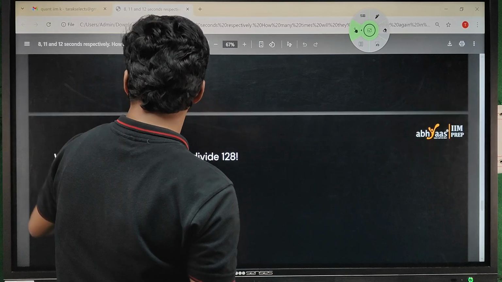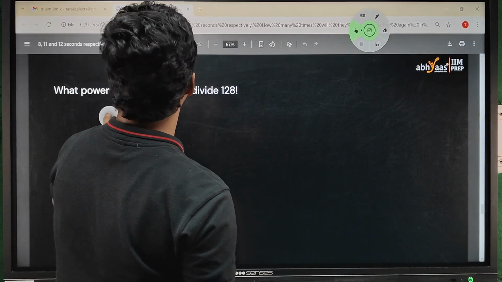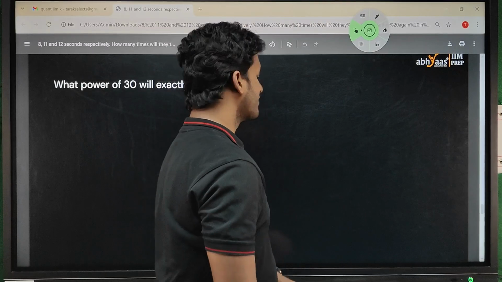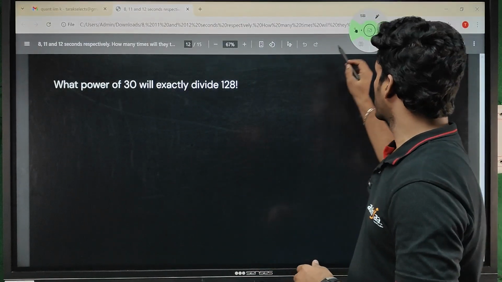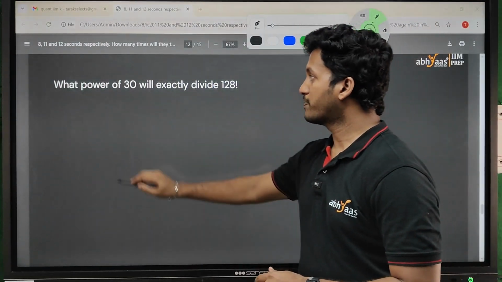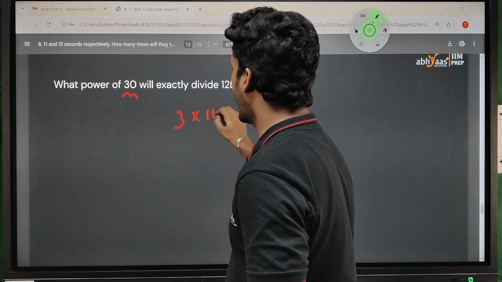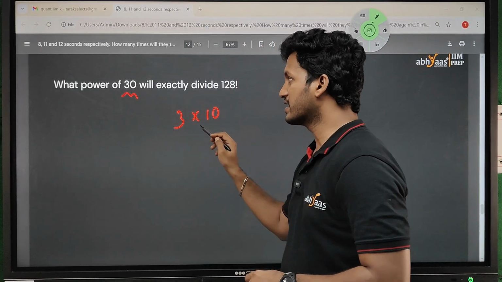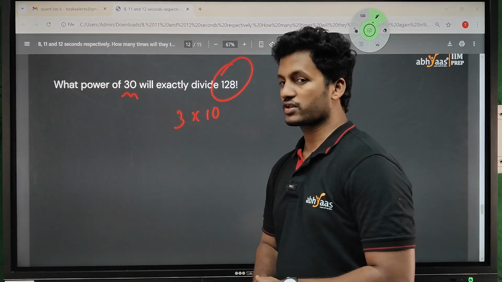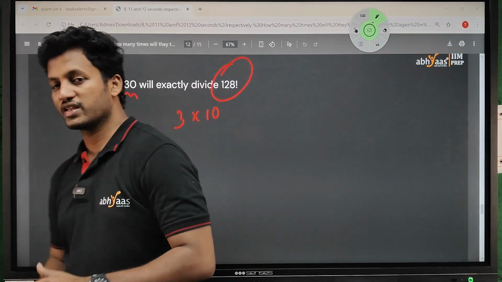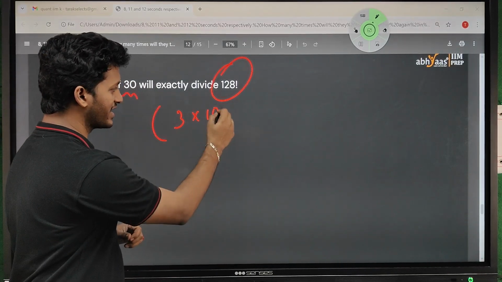So the next question is about the power of 30. What power of 30 will exactly divide 128 factorial? I am giving this problem as your work, to comment here in the comment box. The power of 30 means they are asking for both 3 and 10. What power of 3 and 10 will exactly divide 128 factorial? You can take the highest power only. They don't mean the lowest power. When they ask for the power of 30, they are asking for the highest power only.